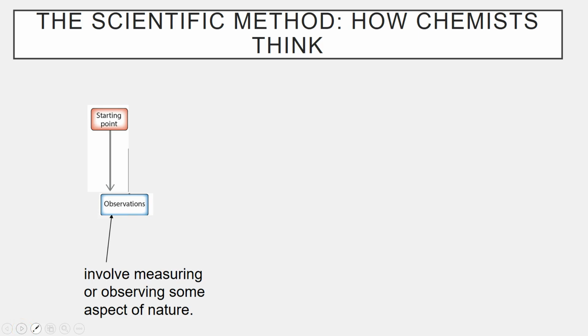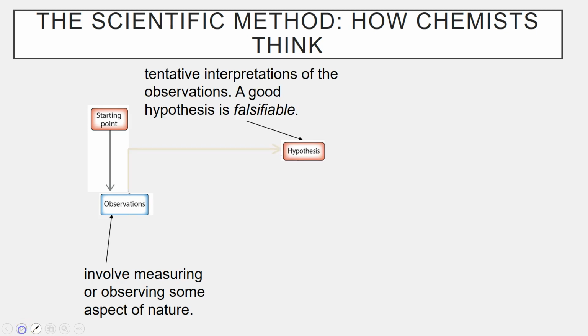The very first step in the scientific method is to observe, the observation. So this involves measuring or observing some aspect of nature. After we observe, we come up with the hypothesis. This is a tentative interpretation of the observations. So this is kind of a possible solution. And a good hypothesis is always falsifiable, which means it can actually be proven wrong.